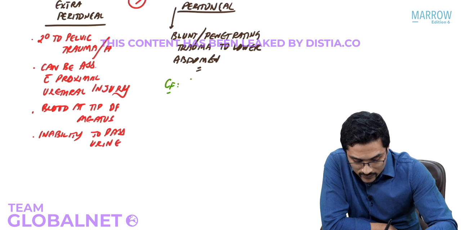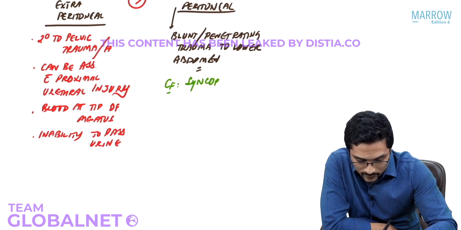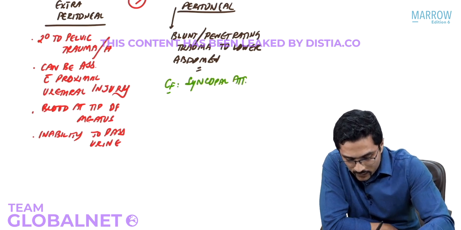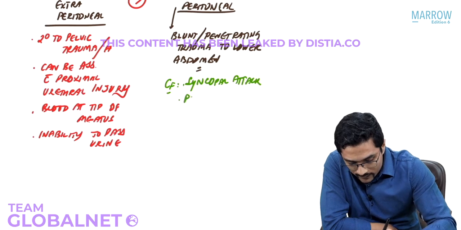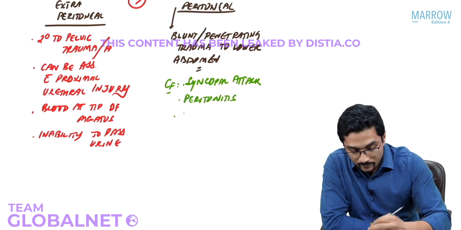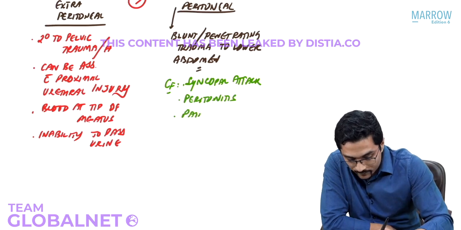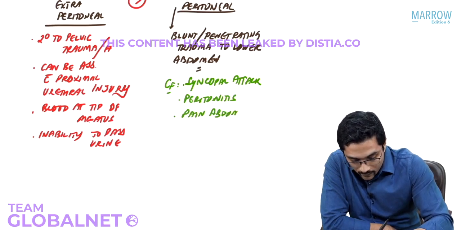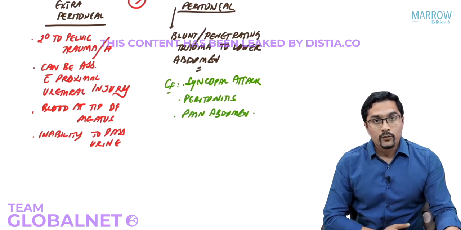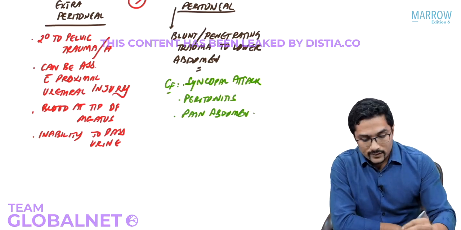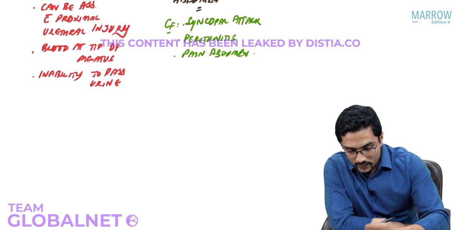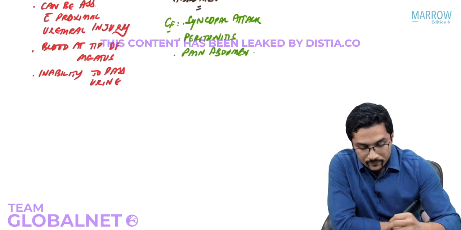The clinical features, as I told you, are a syncopal attack as the bladder ruptures. There can be peritonitis and pain abdomen because the urine leaks out into the peritoneal cavity. And of course, there will be inability to pass urine as well. So these are the clinical features of extraperitoneal and intraperitoneal rupture of bladder.